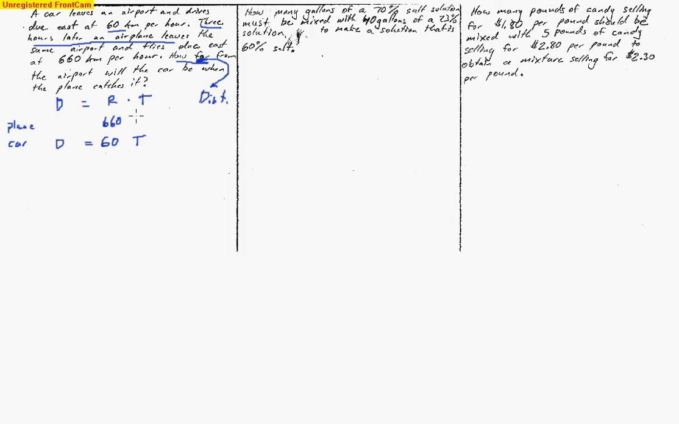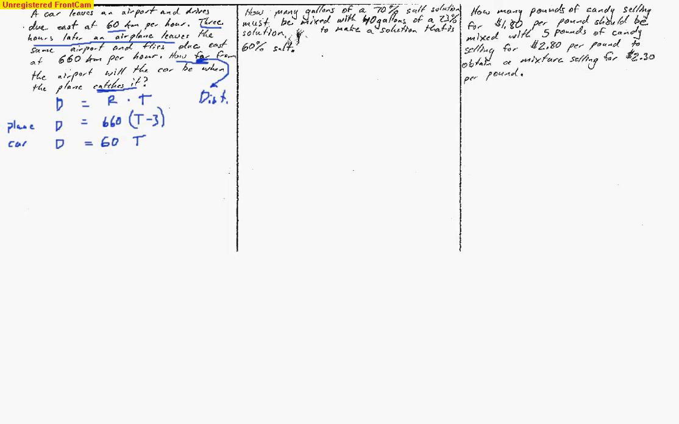Since the car's 3 hours longer, I'm going to use an expression for the plane, and the plane is going to be t minus 3. So I'm going to take away 3 hours from the car's time because the car had been traveling longer than the plane. Now the distances will be equal because it asks how far from the airport will the car be when the plane catches it. Catches it means that it's going to be at the same place at the same time. So there we have it. We've got an expression for the time for the plane. We've got the distances being equal, different rates, so we're ready to solve.